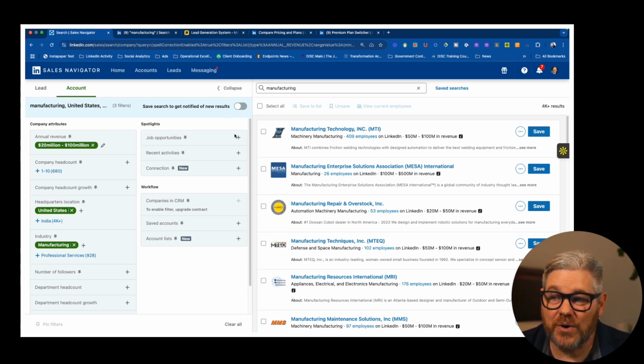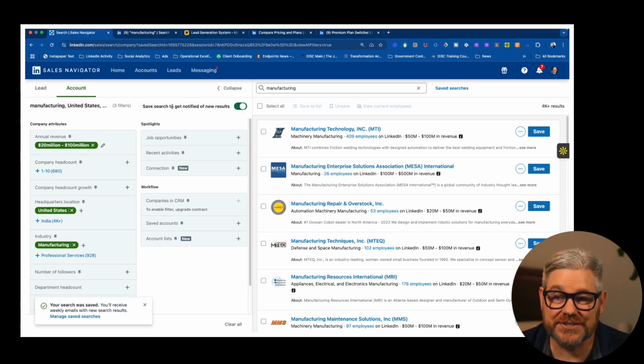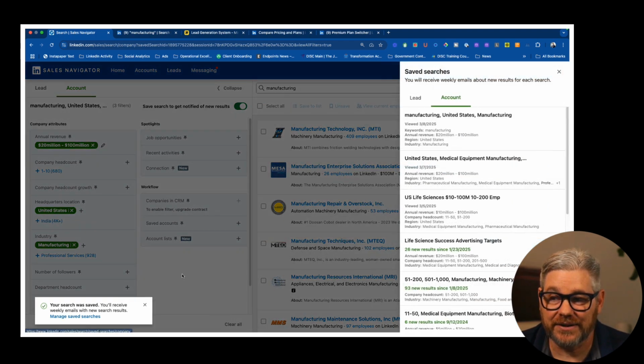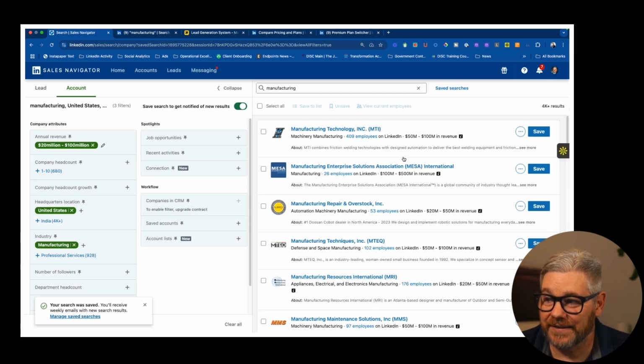Now, let's say that I wanted to use this information and come back to it to review it quite frequently. If I click this button right here, it allows me to keep this as a series of saved accounts inside of my account. And so it's going to be titled as manufacturing United States dot dot dot. And so if I click right here, this is that search, manufacturing United States manufacturing. That's the list that we just created.